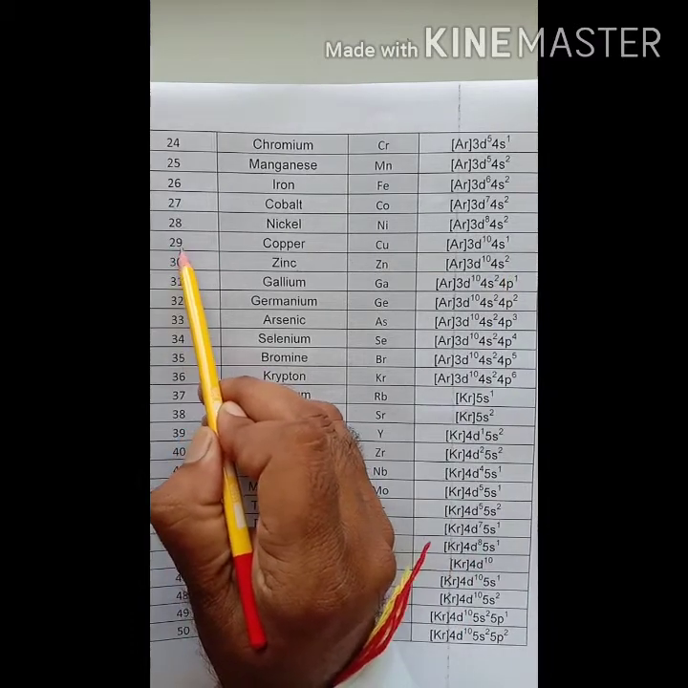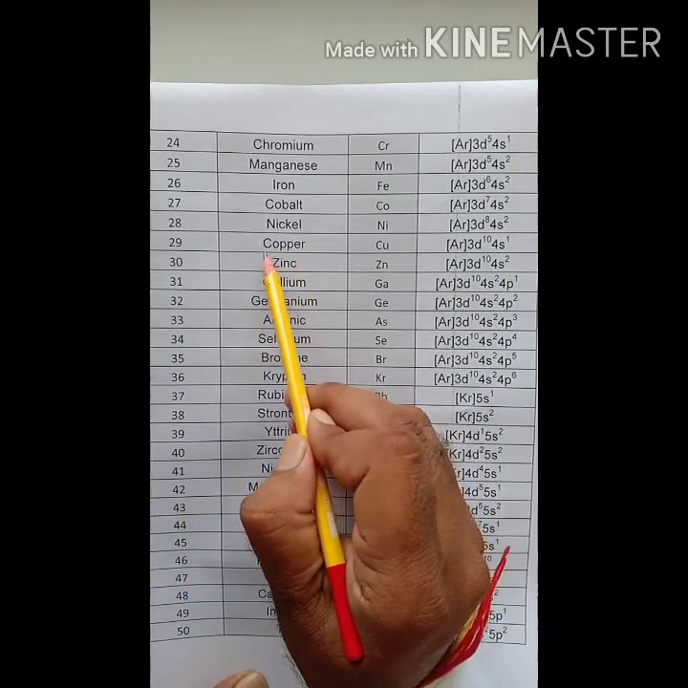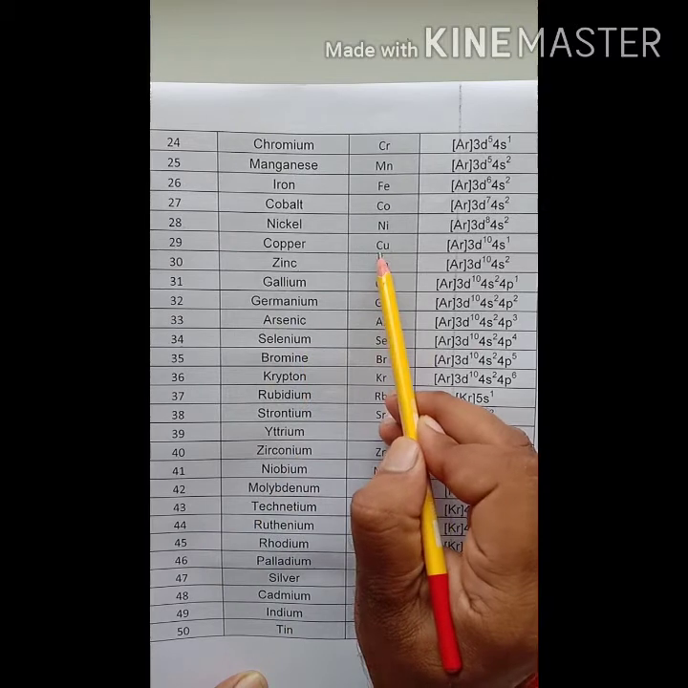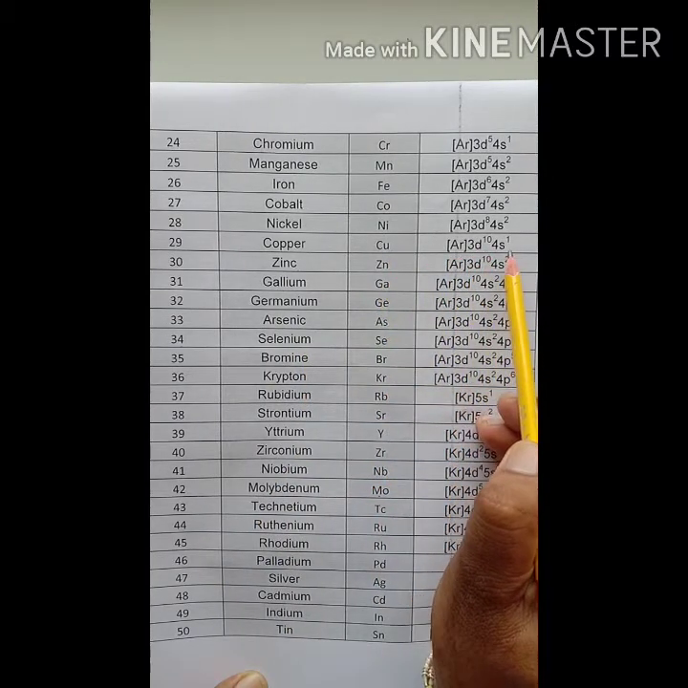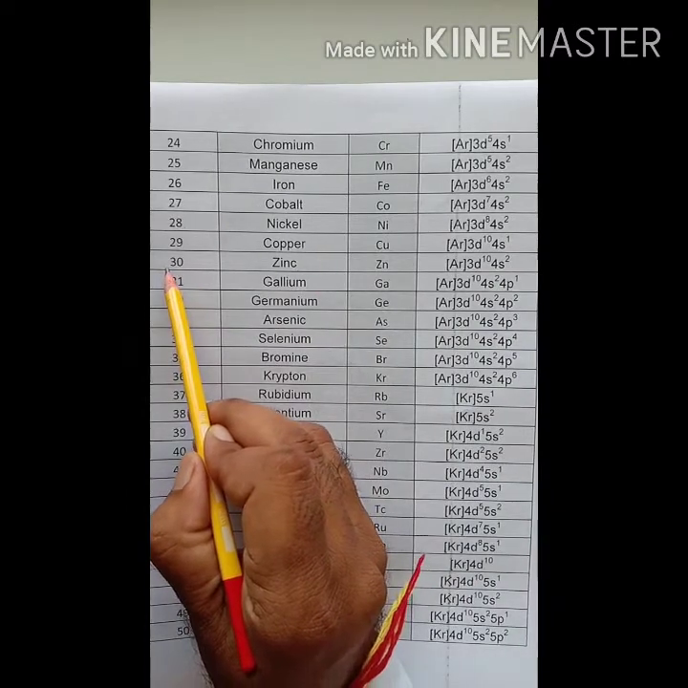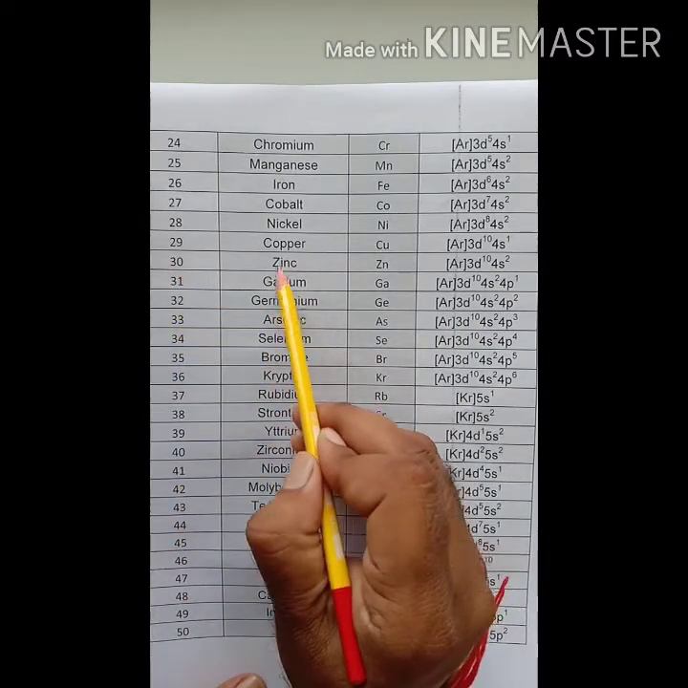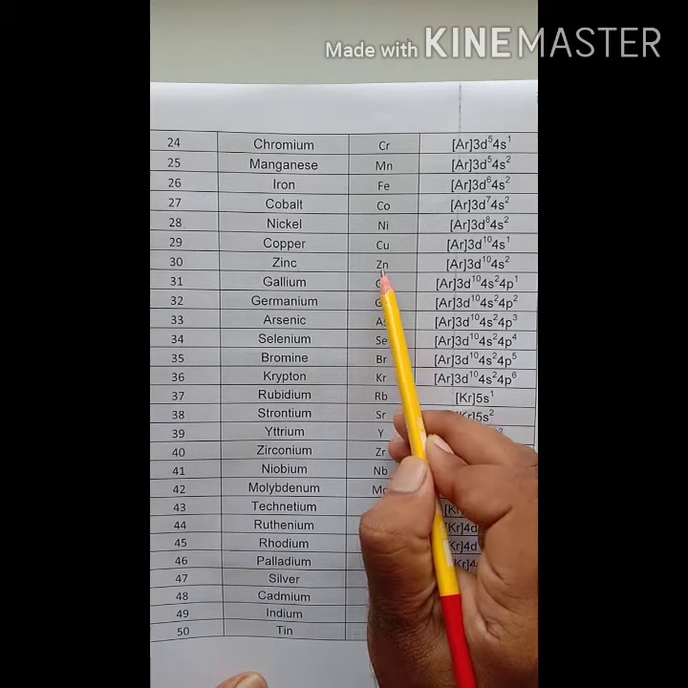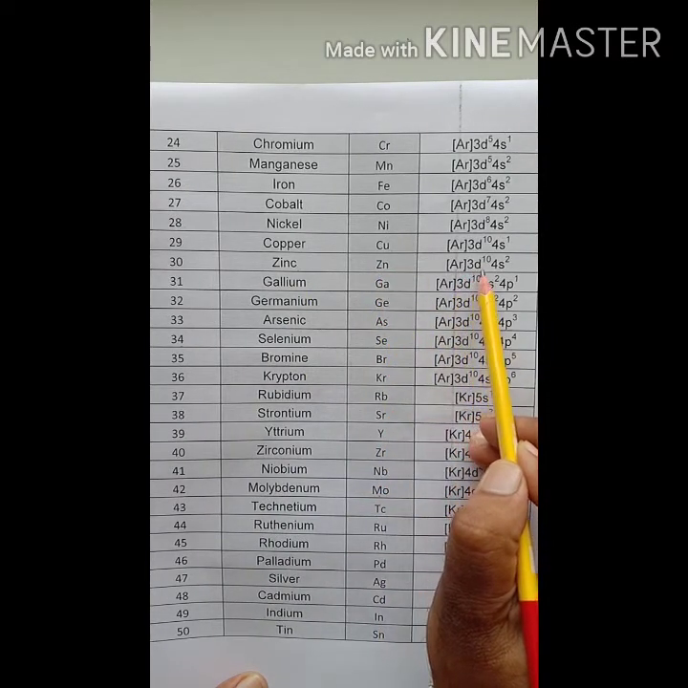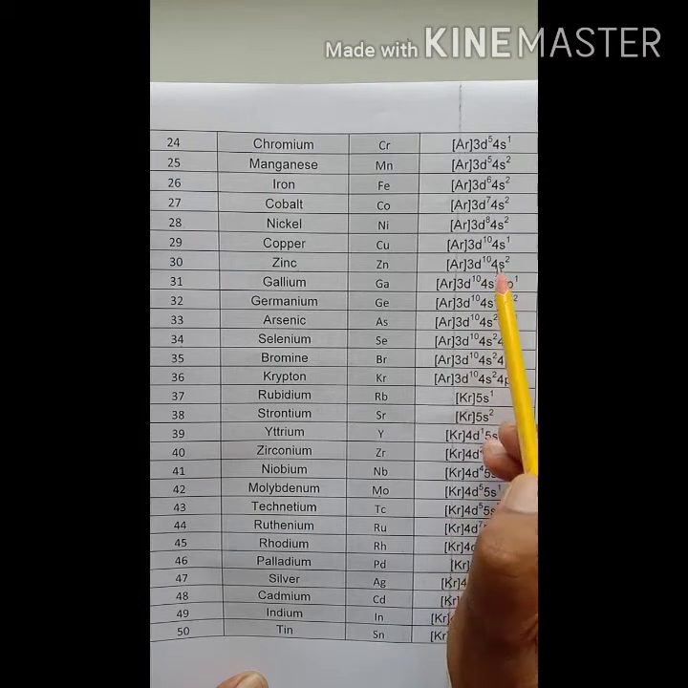The next atomic number is 29. Name of the element is copper. Symbol is Cu. Electronic configuration is [Ar] 3d10 4s1. The next atomic number is 30. Name of the element is zinc. Symbol is Zn. Electronic configuration is [Ar] 3d10 4s2.